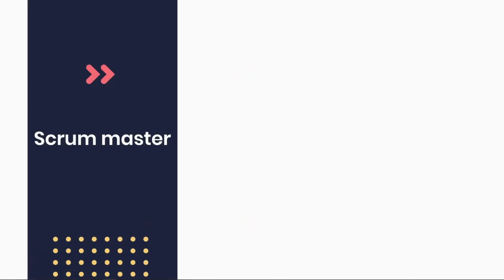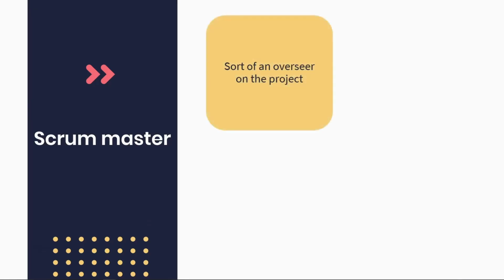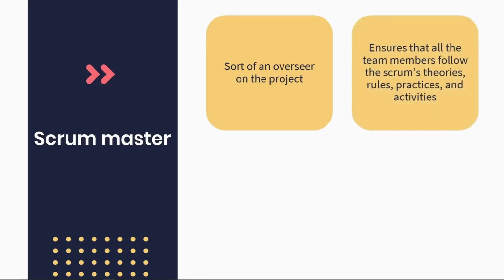You may have noticed that we've mentioned the Scrum Master quite a lot of times in the past few minutes. In fact, it seems as though the Scrum Master is all we can talk about when we talked about ceremonies and artifacts. The Scrum Master is sort of an overseer of the project. The Scrum Master ensures that all the team members follow the Scrum's theories, rules, practices, and activities. The Scrum Master must make sure that goals are in scope of the project and are understood by everyone involved.